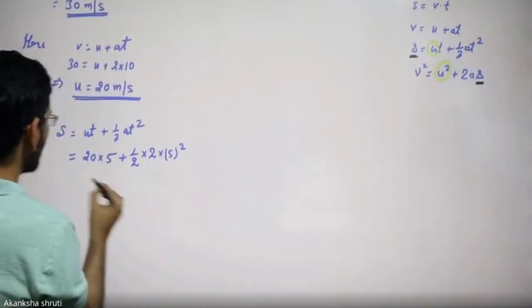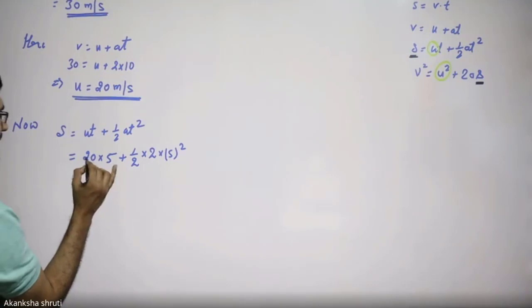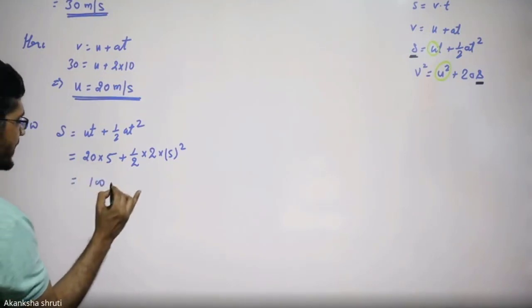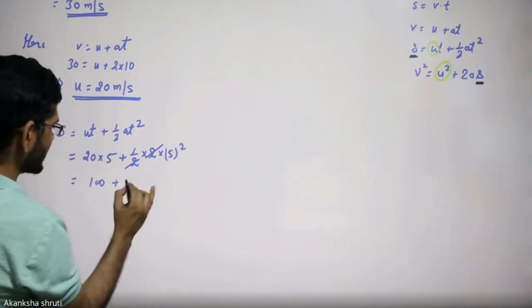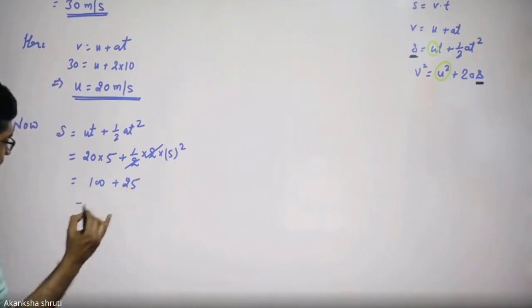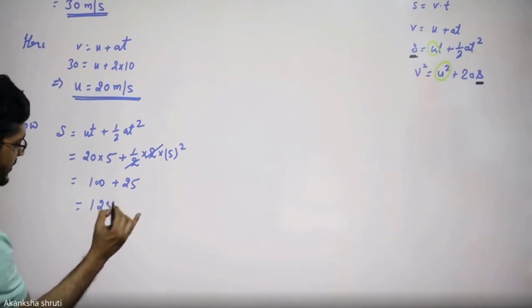Now we have to just solve it. That's all. So 5 into 20, 100 plus this 2 and this 2 can be cancelled. But 5 square is 25. This is going to give us 125.